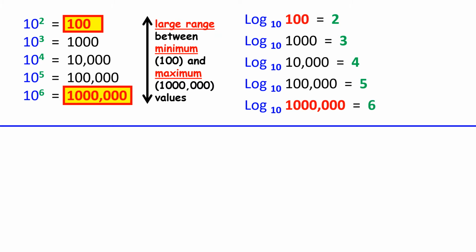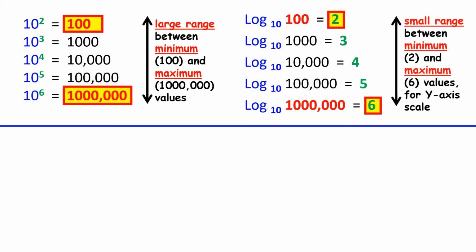So you can see, hopefully, on the right hand side in green, we've got a set of values which are the log values of these numbers on the left. And the range between the smallest number and the biggest number of our log values is a lot smaller compared to the raw numbers that we started with on the very left hand side.